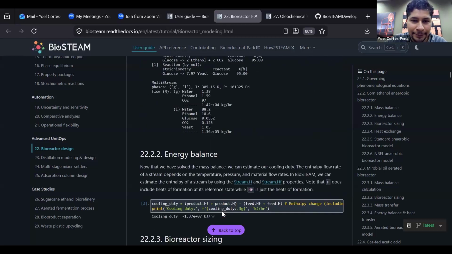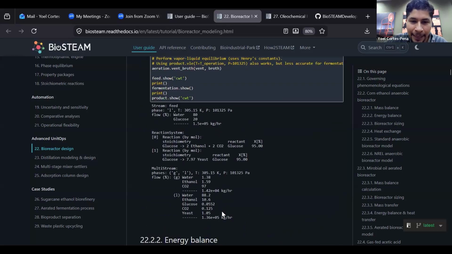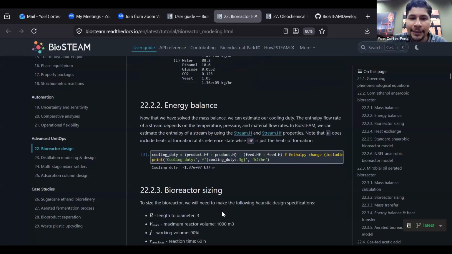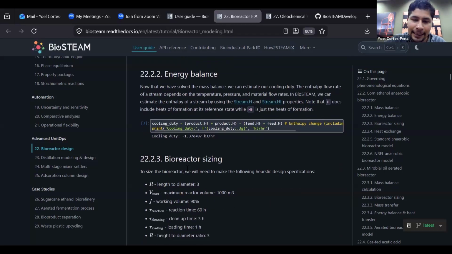So let me go back up here. We talked about the mass balance here. Now we're going to move into the energy balance. And the energy balance is super simple. All that we really need to know is the cooling duty, and that's just the enthalpy coming out. And we can access the enthalpy of a stream by using .H as the enthalpy. And the enthalpy of formation is with HF. So enthalpy coming out minus enthalpy coming in is your cooling duty. And that gets accounted for in the unit operation too.